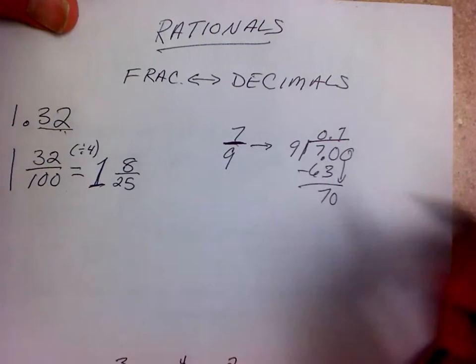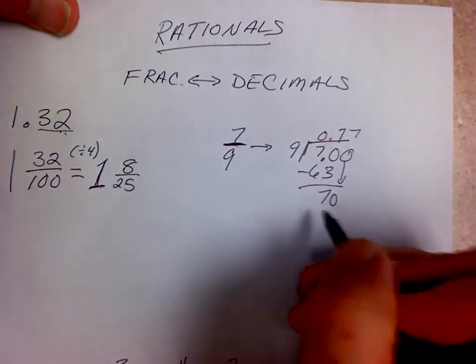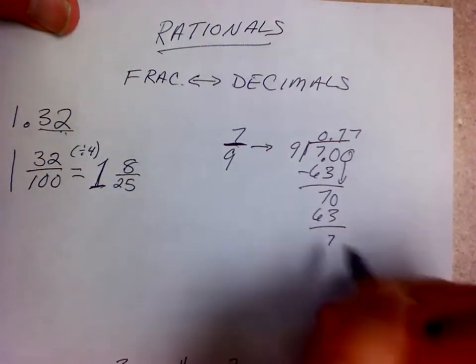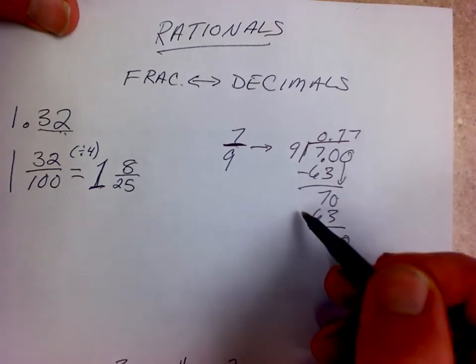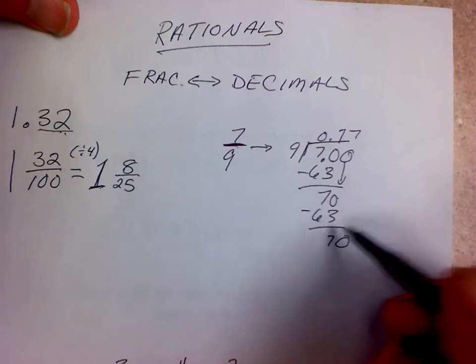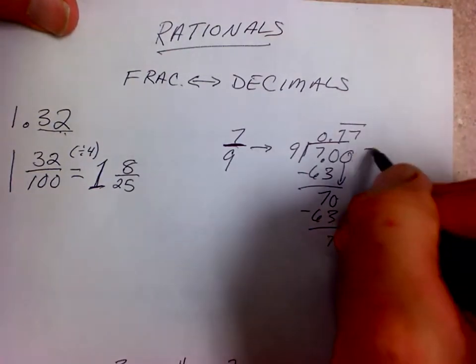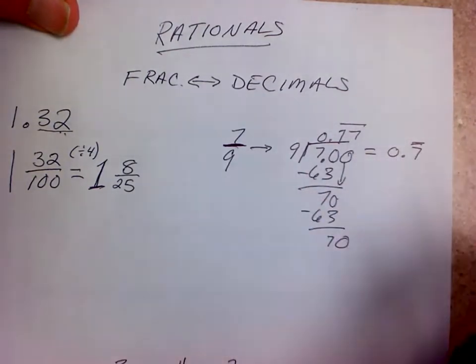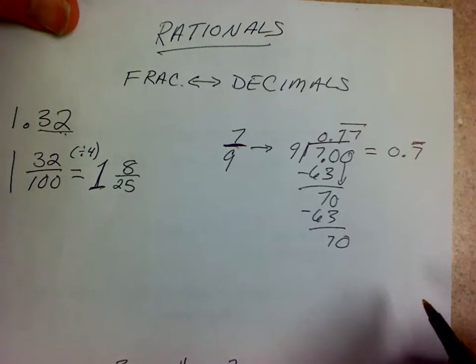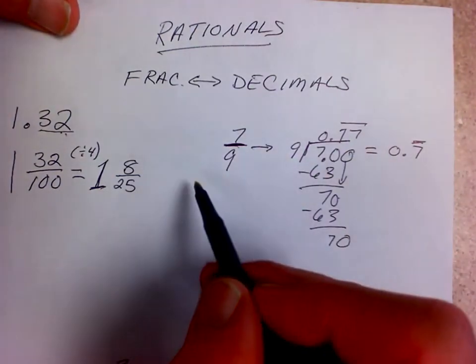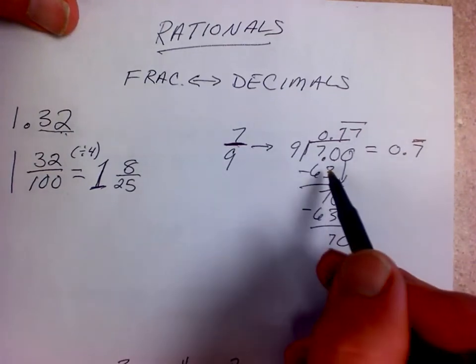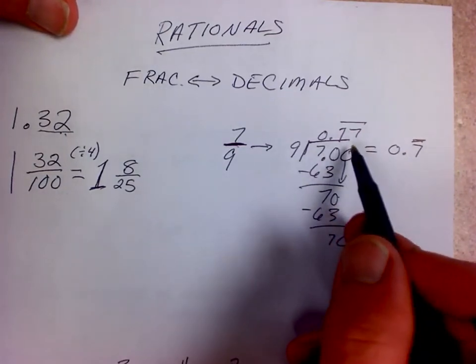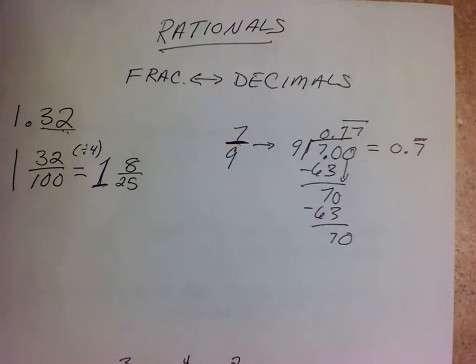Bring down another 0. 9 goes into 70 7 times. Okay, hopefully at this stage you can see 70 minus 63, 70 minus 63, we're starting to repeat our steps. So our decimal is 0.7 repeating. All right, so you'll be asked to do both of these tonight. This may be obvious. If it's not, then you need to do long division. It should wrap up within 2 or 3 steps.